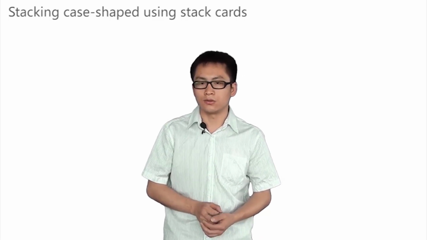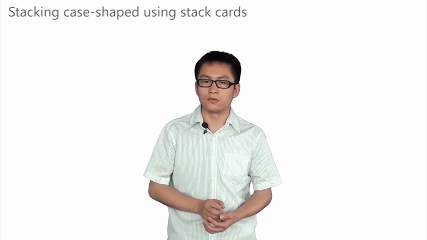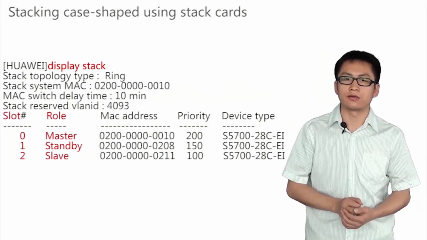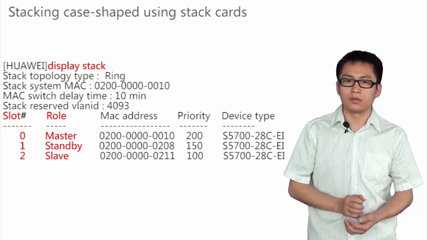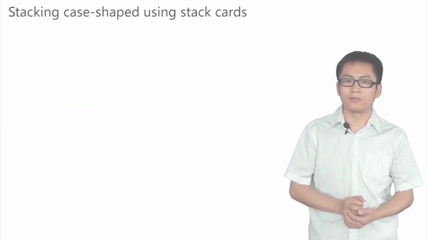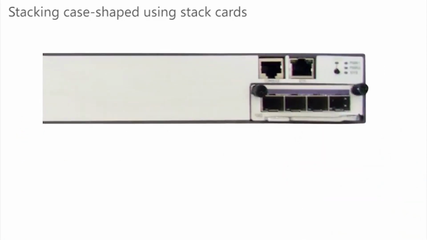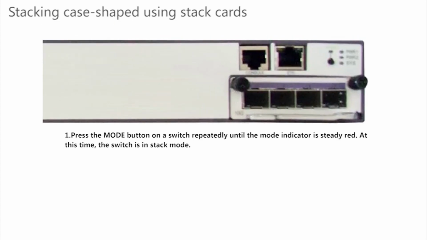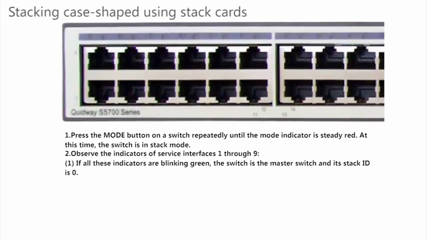You can use either of the following methods to view information about the stack system. Method 1. Use the display stack command. Method 2. Observe the indicators on the front panel. Press the mode button on the switch repeatedly until the mode indicator is static red. At this time, the switch is in stack mode.